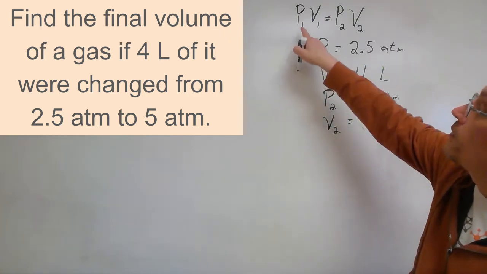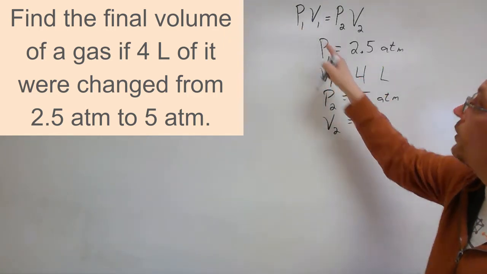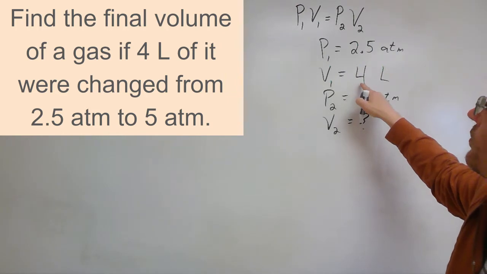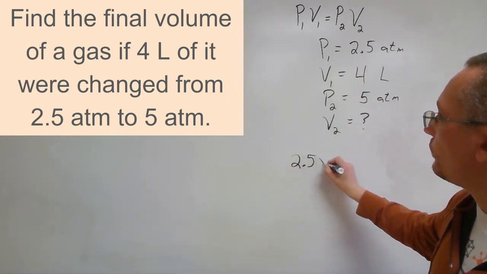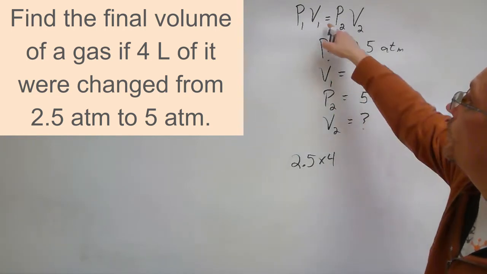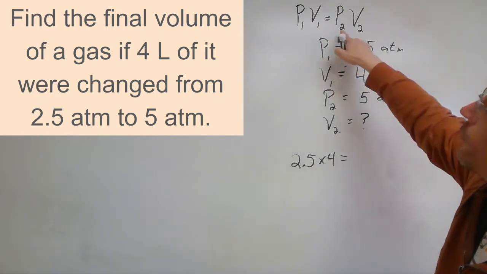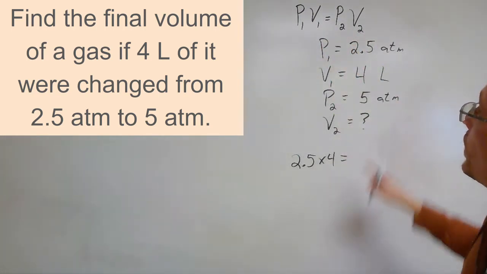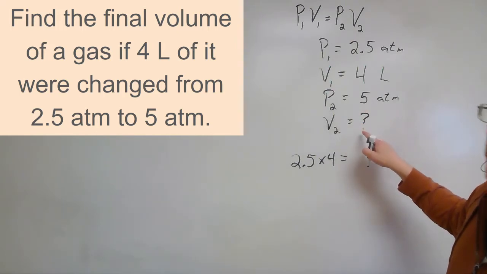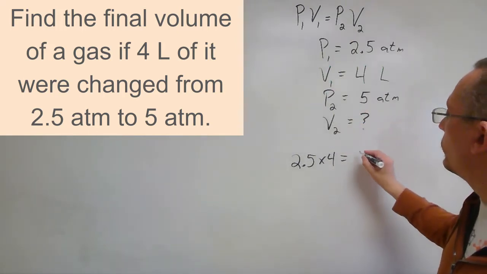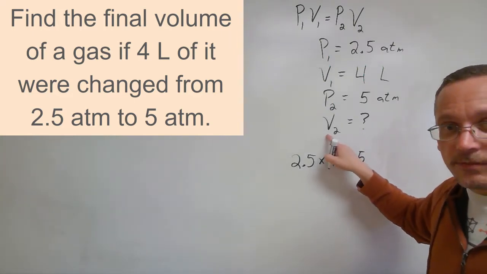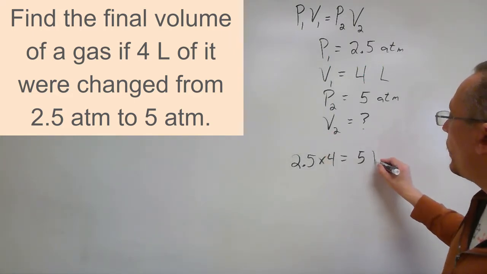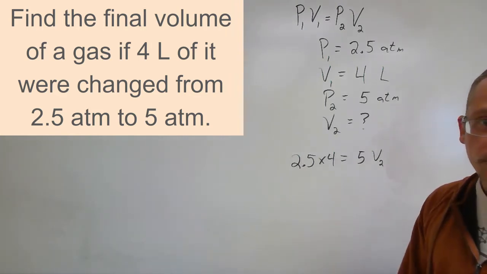Okay, so let's put these numbers into this equation and solve it. It says pressure 1 times volume 1. So here I have 2.5 times 4 equals pressure 2 times volume 2. Here I have 5 times, I don't know, right? For the I don't know, I'm just going to leave this variable, V2. So 5 times V2.